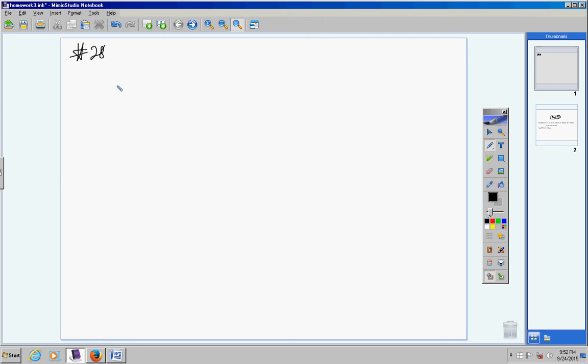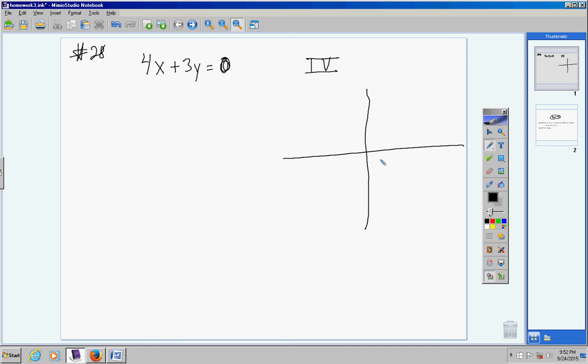Number 28 says the terminal side of theta lies on the given line. Find the values of the six trig functions. I'm pretty sure I gave this problem to you on a test, but we'll go ahead and do it again. 4x plus 3y equals 0. We're in quadrant 4. Yes, we did this in the test already, but we'll do it again. So we know we're in quadrant 4, coming out like this.